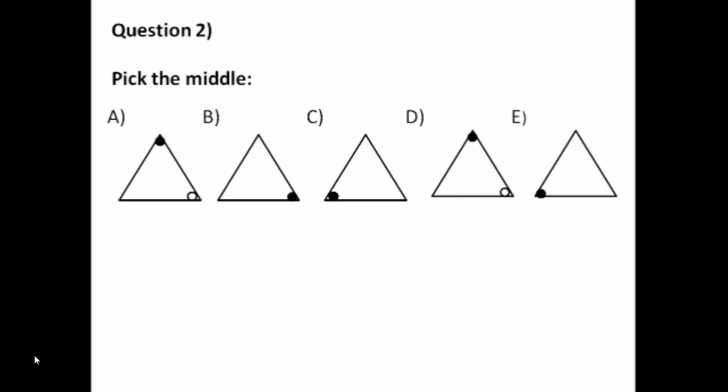So now we'll just do one more, and it's pretty much the same. Again, because you're dealing with triangles, draw up a triangle, and then track the black ball. So top, bottom right, bottom left, top, bottom left. And in this case, the one by itself is B, so B would be the middle.